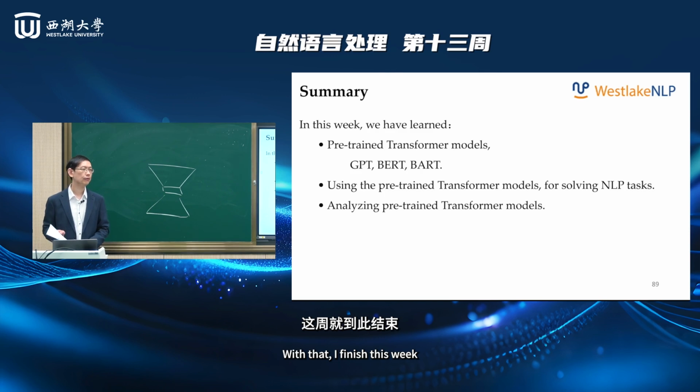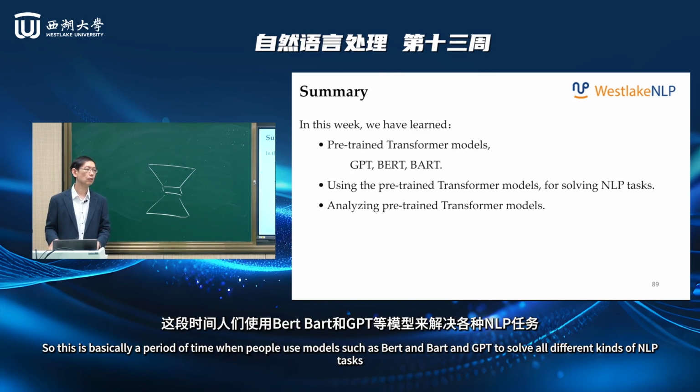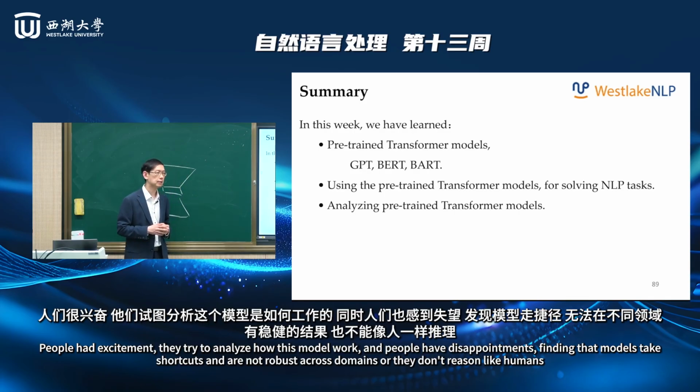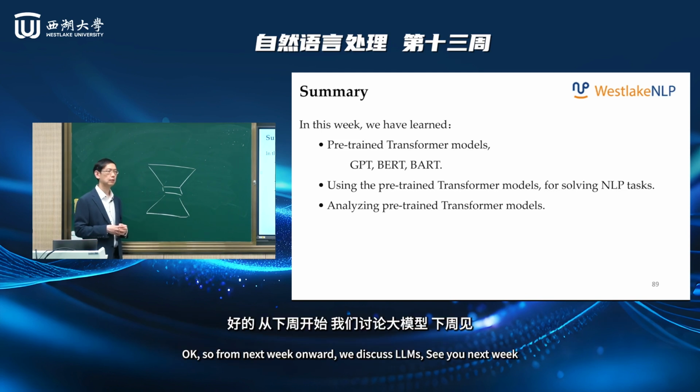With that, I finish this week. So this is basically a period of time when people use models such as BERT, BART and GPT to solve all different kinds of NLP tasks. People had excitement. They tried to analyze how these models work, and people had disappointments, finding that models take shortcuts and are not robust across domains, or they don't reason like humans.